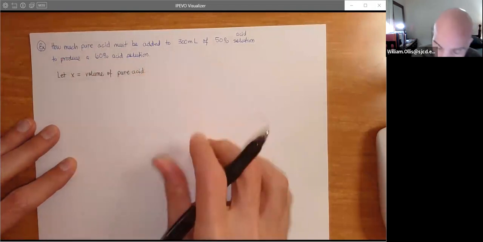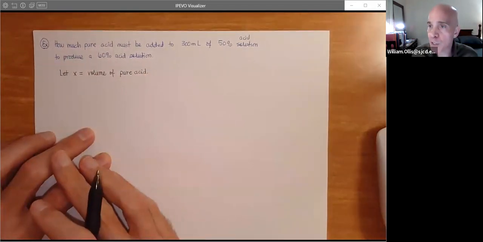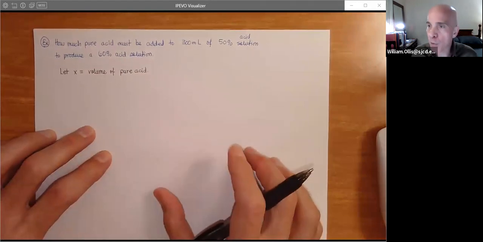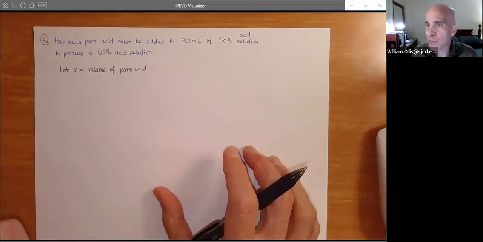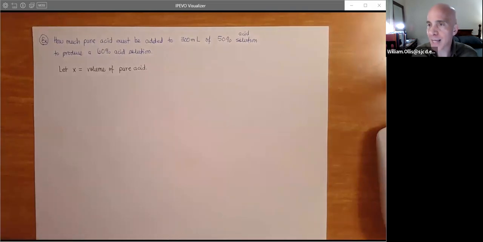So we have a solution that we want to make more concentrated. So just like with all the problems we do, choose a variable at least to define the quantity that we do not know.